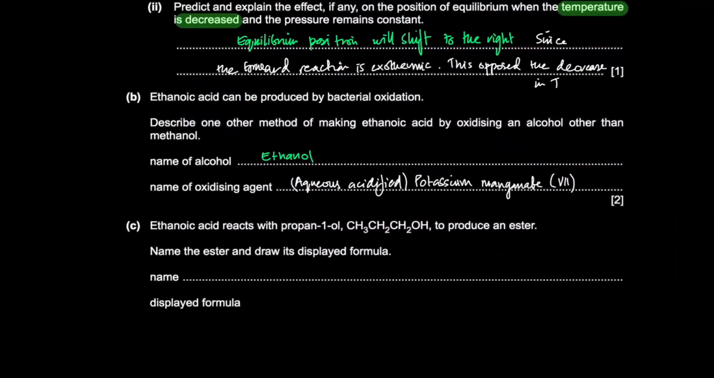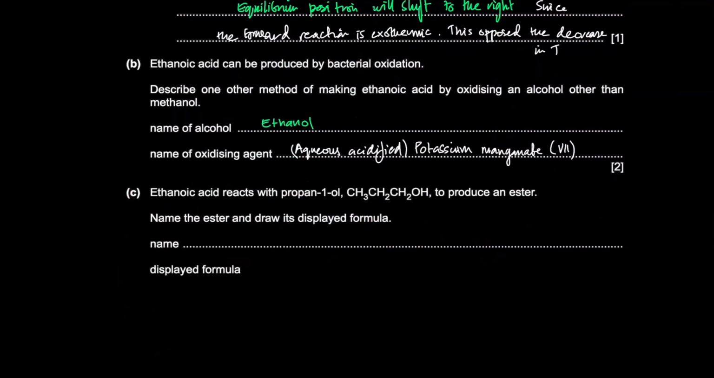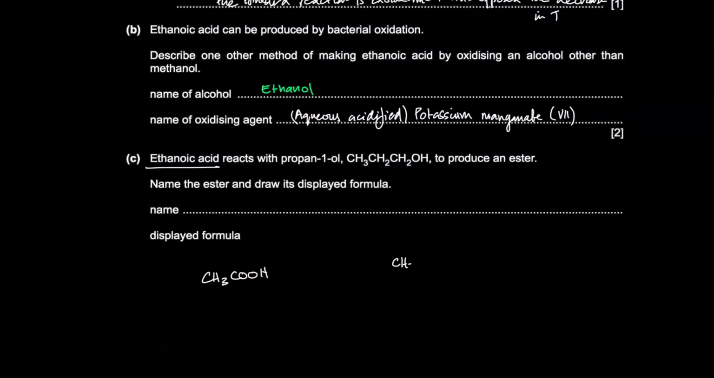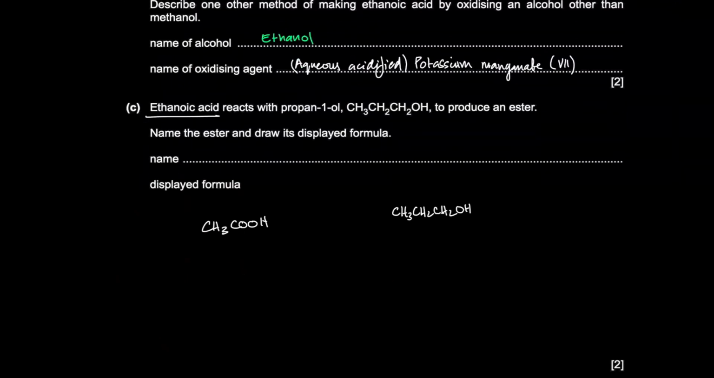Ethanoic acid reacts with propan-1-ol to produce an ester. Name the ester and draw its displayed formula. Ethanoic acid is a 2-carbon acid. Ethanoic means 2 carbons. So we have CH3COOH, and we have propan-1-ol, which is CH3CH2CH2OH. Now to draw the displayed formula of the ester, we have CH3, C double bond O. The acid will lose the OH and the alcohol will lose the H.